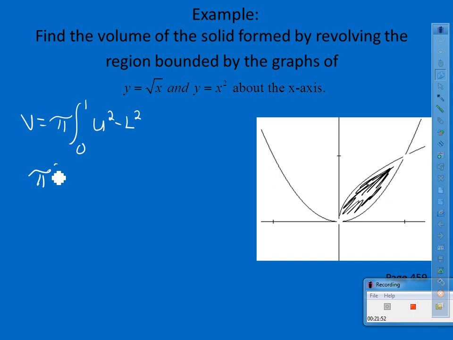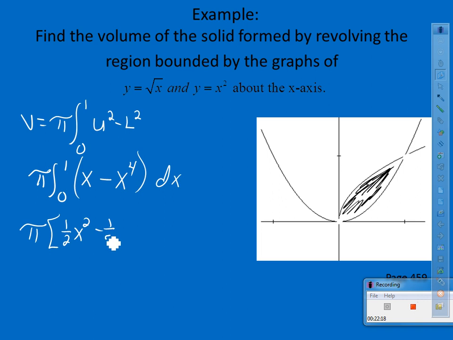So it's going to look like this, pi times 0 to 1. My upper bound, when I color, looks like the square root graph. So the square root graph squared becomes x minus. My lower bound is the parabola, y equals x squared, squared. So x to the 4th. So there's what I got so far. This now becomes pi times 1/2 x squared minus 1/5 x to the 5th, evaluated from 0 to 1.